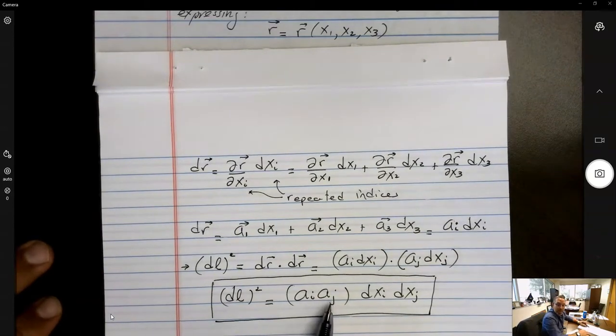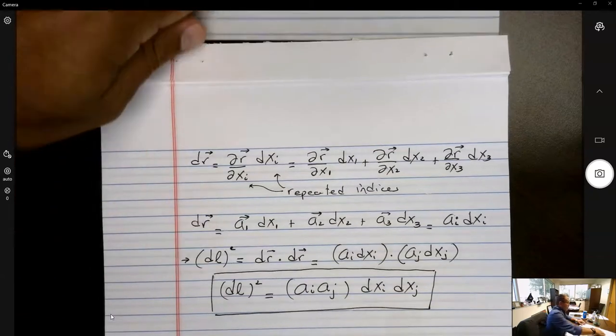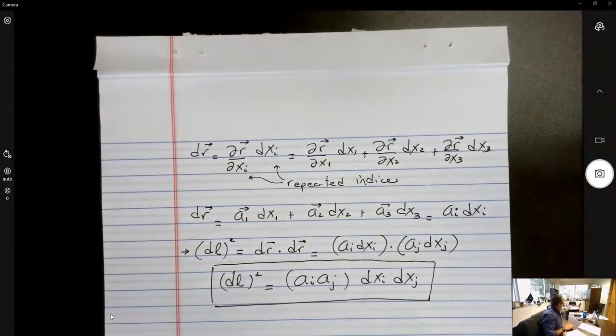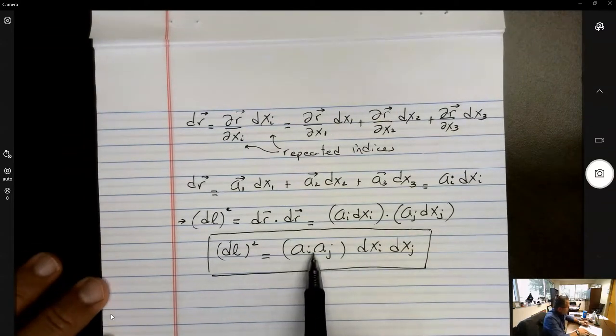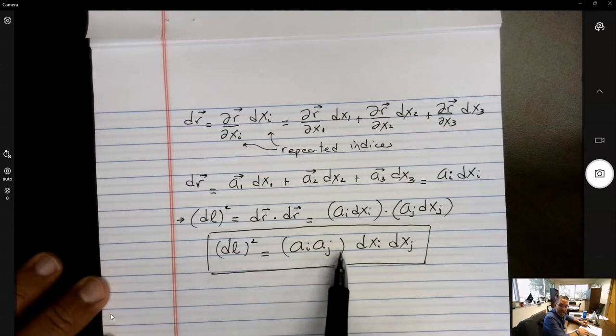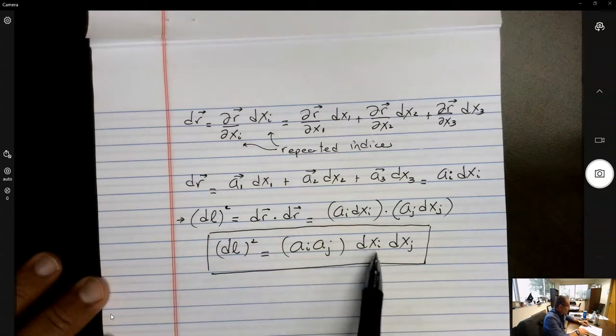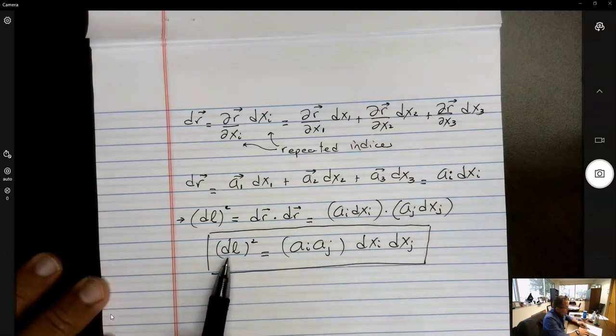ai aj is some sort of system that contains index i and contains index j, right? So sort of like a square array of 3 by 3. Each of these elements of this 3 by 3 array of parameters a times a, multiplying each of the coordinates, the x1 x1, the x1 x2, the x2 x1, the x1 x3, so on, all 9 possible combinations of these would actually make up the square of the differential arc length.